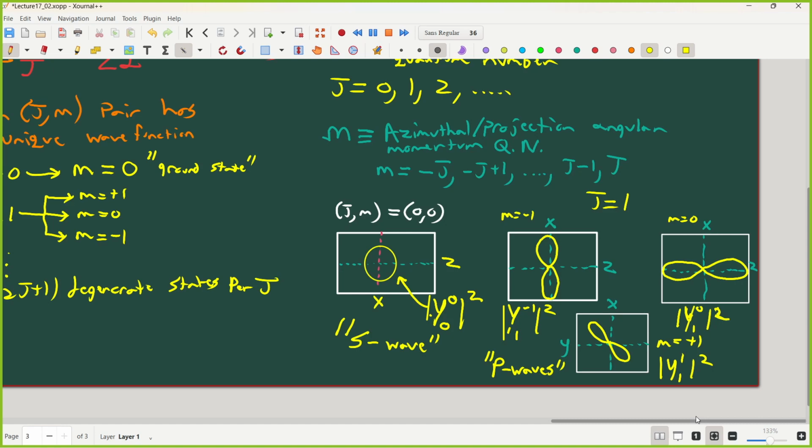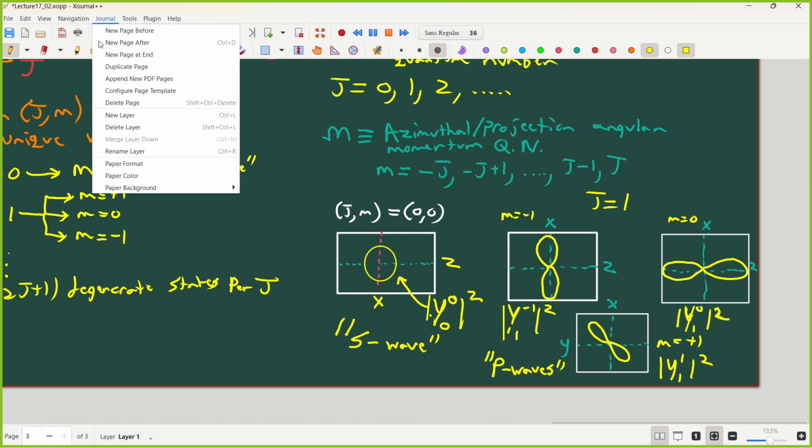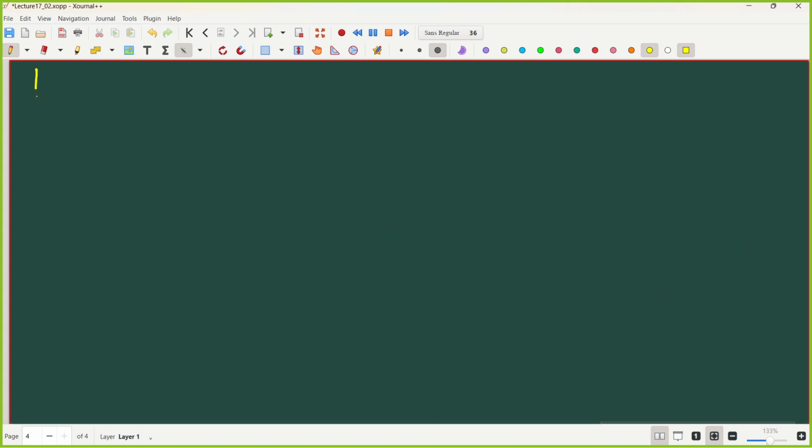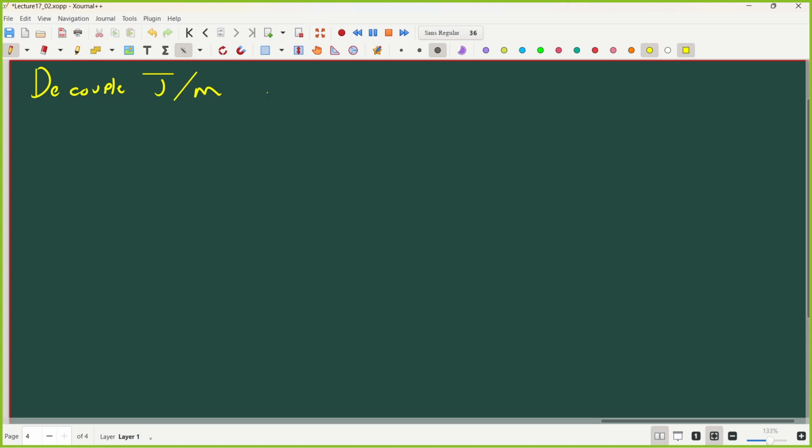All right, but I want to specify very clearly where that number comes from. Okay, what is it measuring? What is m actually measuring? J measures the total angular momentum of the system, how fast it's rotating. What does m measure? We're going to have to deal with vectors a little bit to answer that question. So we're going to decouple J and m with vectors.